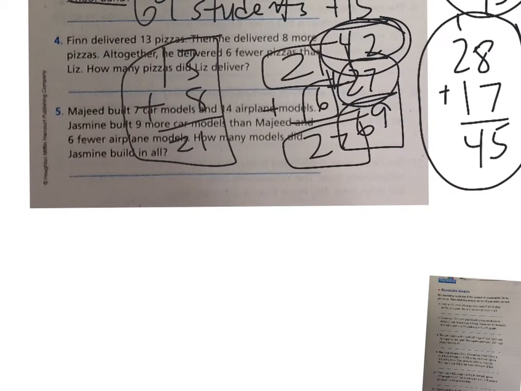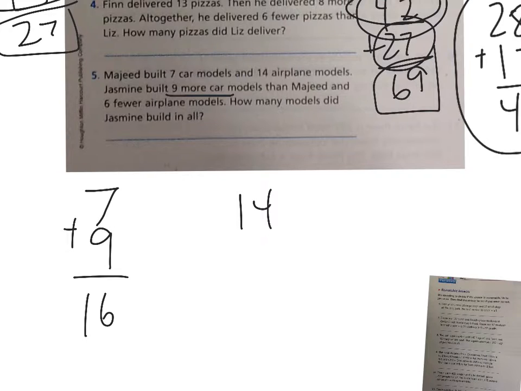Majid built 7 car models and 14 airplane models. Jasmine built 9 more car models than Majid and 6 fewer airplane models. How many models did Jasmine build in all? Well, let's see. We'll take Majid's 7 cars and 14 airplanes. It says Jasmine built 9 more cars than Majid, so she built 16 cars.